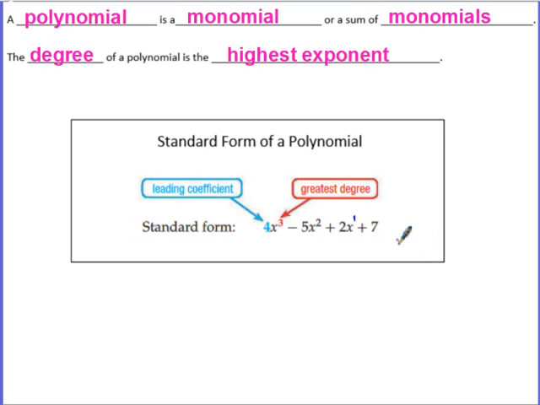In standard form, they're just going to go from greatest to least, so 3, 2, 1, and then the constant term would come last. A couple of vocab words. Greatest degree we already talked about, that's the greatest exponent, and then leading coefficient is just the coefficient, or the number that's being multiplied by that first term with the greatest degree.